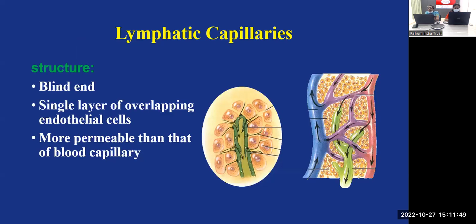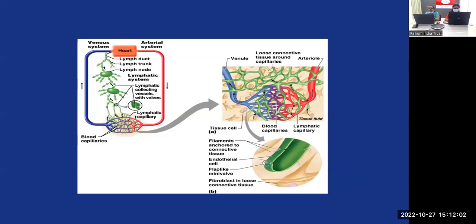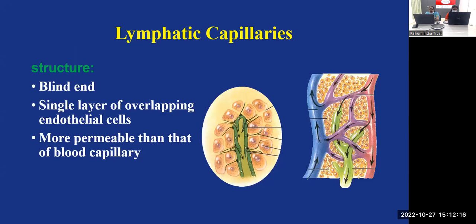So what are lymphatic capillaries? What is the structure of the lymphatic capillaries? It has a blind end, a single layer of overlapping endothelial cells. You can see that they are overlapping together. That is why, wherever the fluid is drained, the lymphatic capillary suddenly absorbs it from the interstitial space. It is more permeable than a blood capillary.